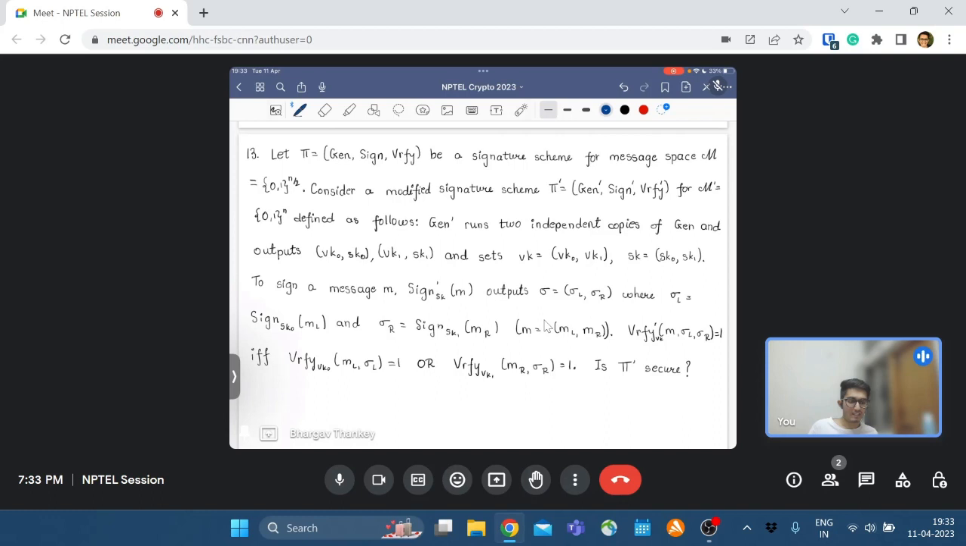Consider a modified signature scheme pi prime equals Gen prime, Sign prime, Verify prime for message space M prime equals {0,1}^n, defined as follows. Gen prime runs two independent copies of Gen and outputs (vk0, sk0), (vk1, sk1), and sets the verify key vk to be (vk0, vk1) and the secret key sk to be (sk0, sk1).